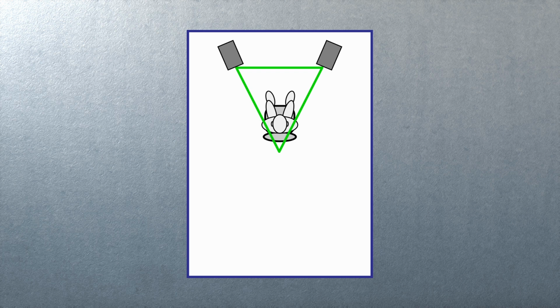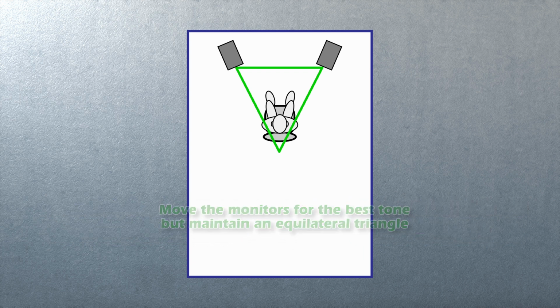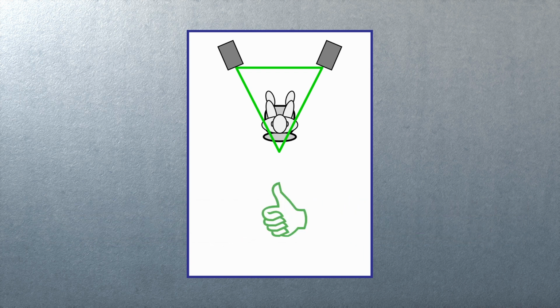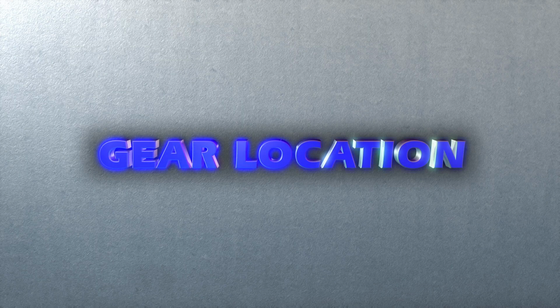Play around with the size of the triangle for speaker positioning, because it can greatly change the frequency response of your room, especially in the low end. Get it wrong and your mixes won't translate as well to other listeners. That's the ultimate goal with a home studio, to make a mix that will sound good everywhere, not just in your room. The last issue I want to mention is gear location.